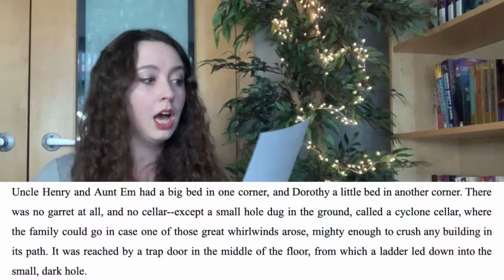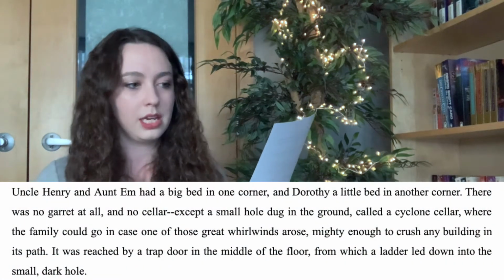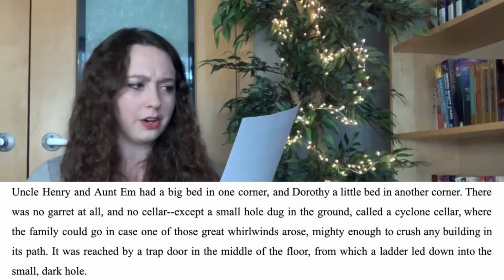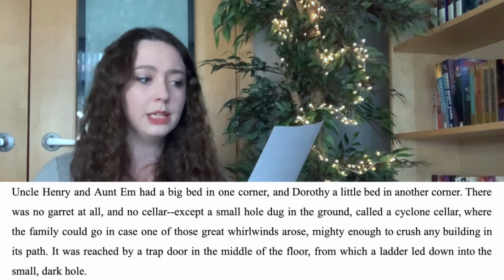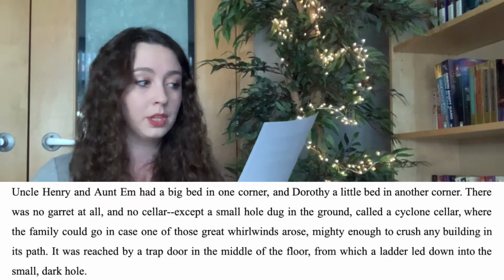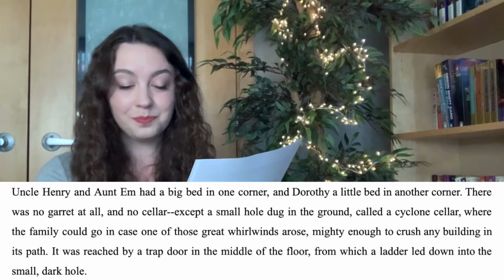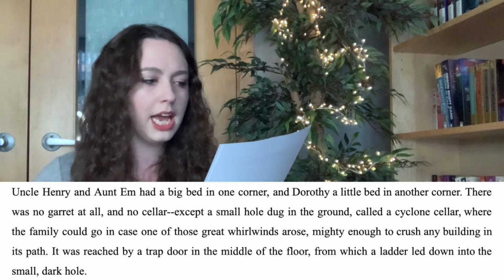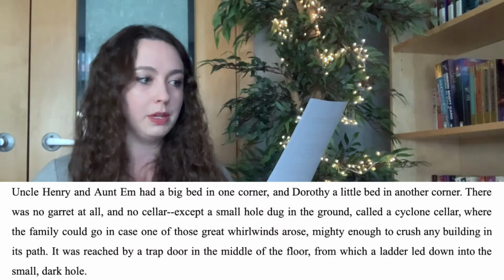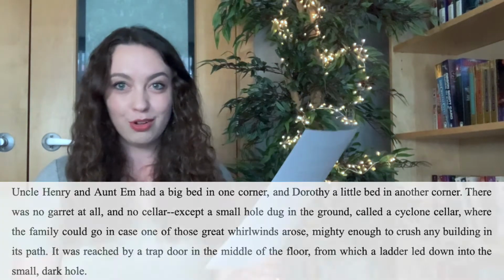Uncle Henry and Aunt Em had a big bed in one corner, and Dorothy a little bed in another corner. There was no garret at all, and no cellar, except a small hole dug in the ground, called a cyclone cellar, where the family could go in case one of those great whirlwinds arose, mighty enough to crush any building in its path. It was reached by a trap door in the middle of the floor, from which a ladder led down into the small dark hole.